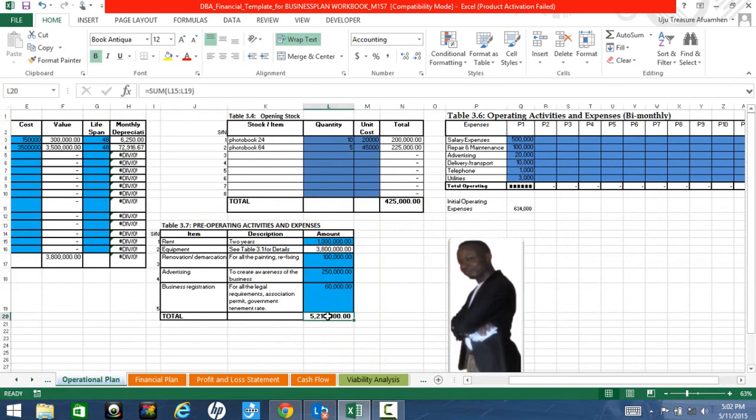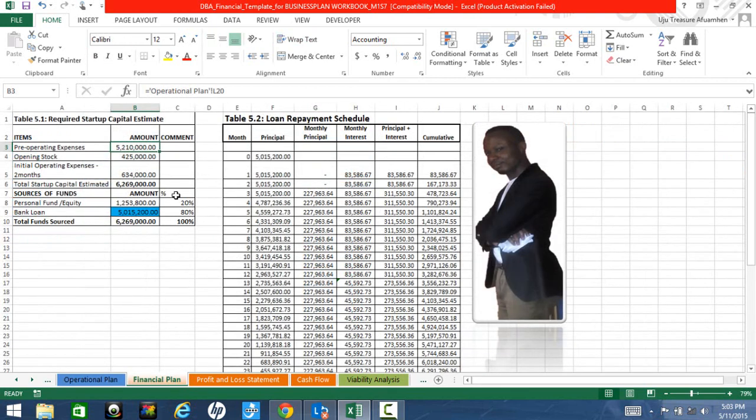How did we arrive at this? This one came from everything we have here, the summation of the amount we have here, which came from our rent, our equipment, renovation, advertising, business registration. That's this. So this is our pre-operating activities and expenses. So the value was pulled from this place down to this very cell. I hope it makes sense.